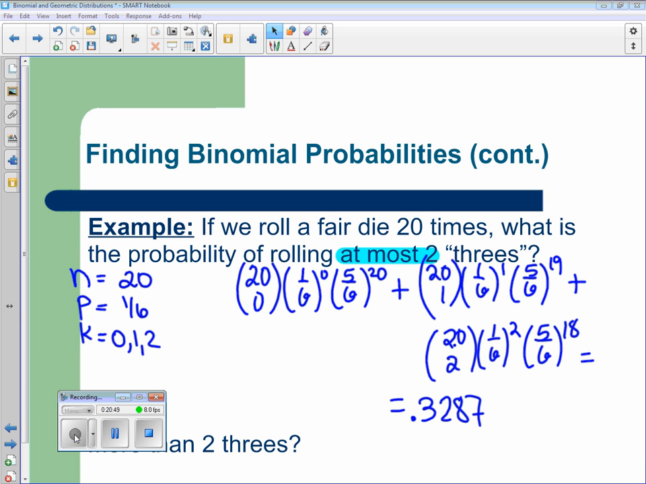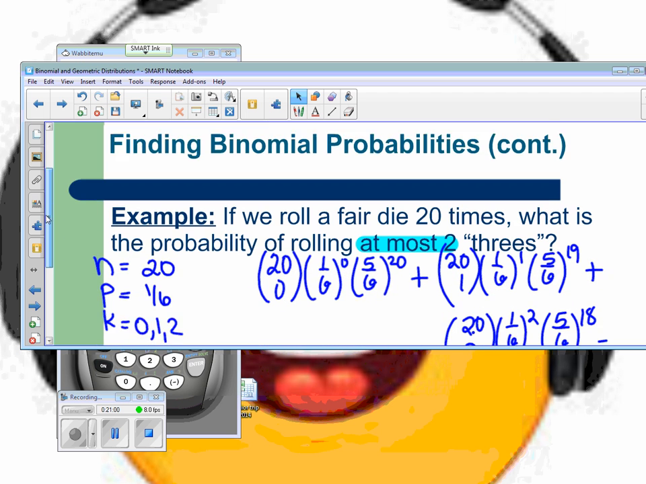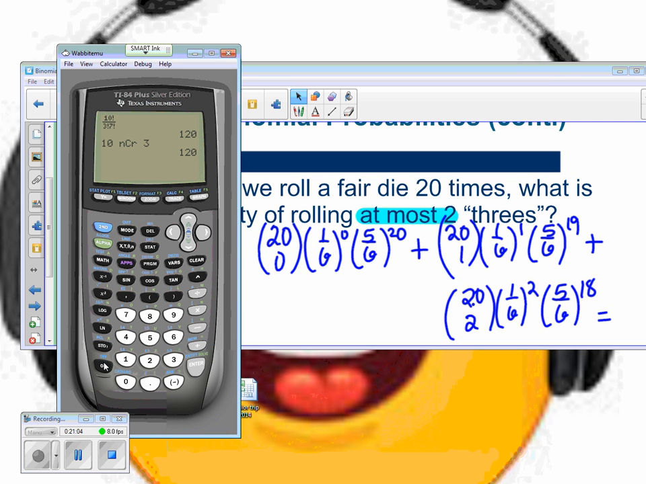I want you to show me the work using the formula as well, but I am going to show you the shortcut. So if I wanted to find these answers with a calculator quickly, let me just pull it up here. On your calculator, we know how to find 20 choose 0 and 20 choose 1. I've showed you where that is. The calculator also has the binomial formula stored in, so it will allow you to answer the questions automatically.